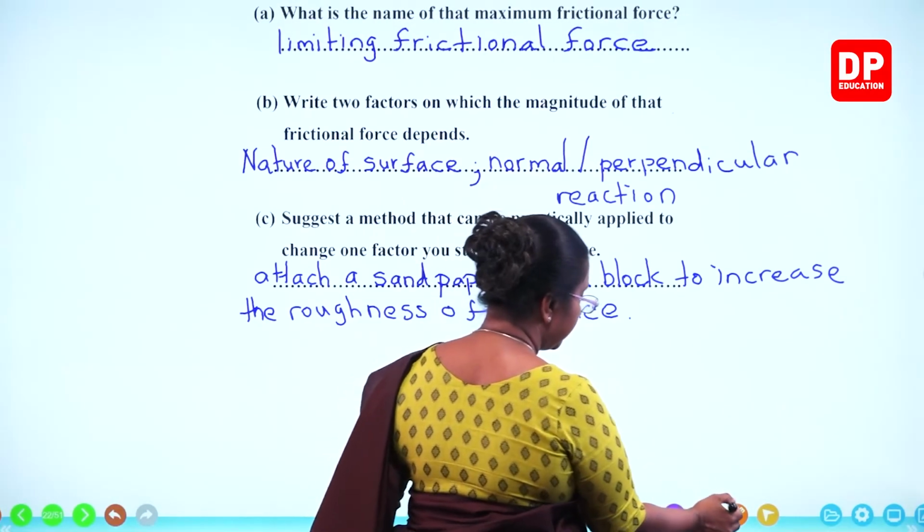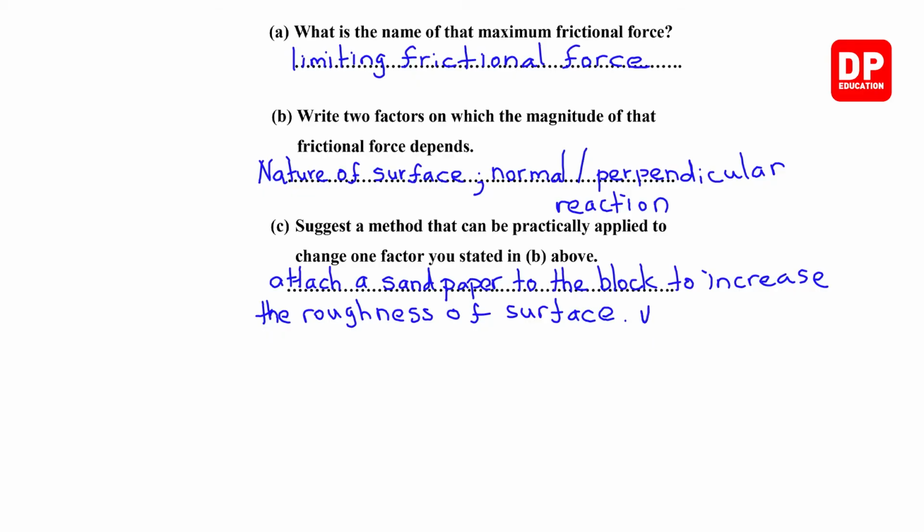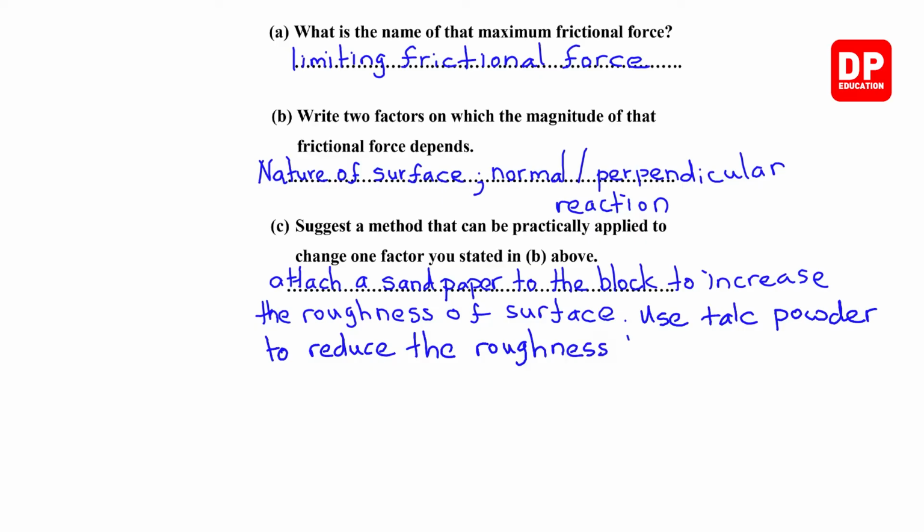With that we can say use talc powder to reduce the roughness between surfaces.